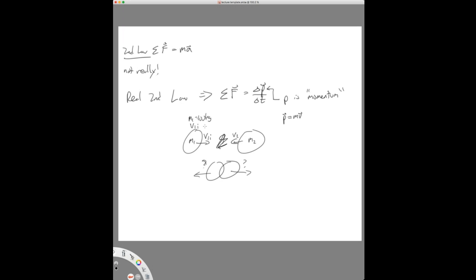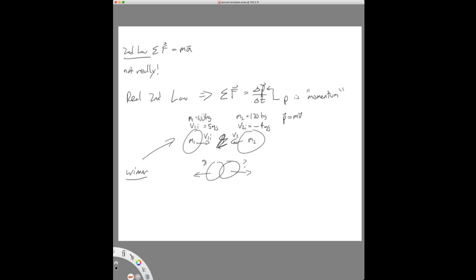So, for example, if one player has a mass of 100 kilograms and the V1 initial is 5 meters per second, and the other one has a mass of 120 kilograms, and the V2 initial, because it's a vector, this person is going to the left, they get a negative velocity, negative 4 meters per second. Then the winner is going to be number 1.